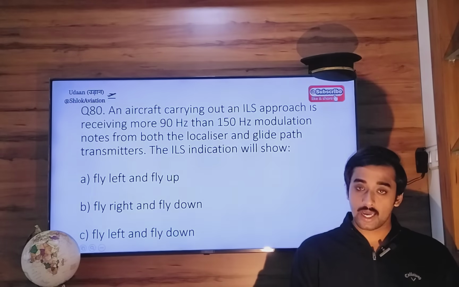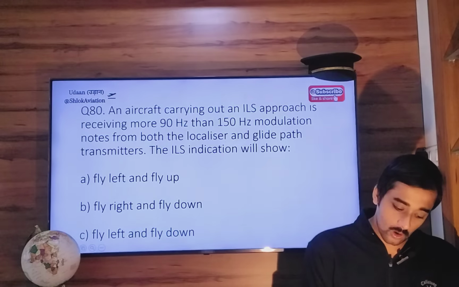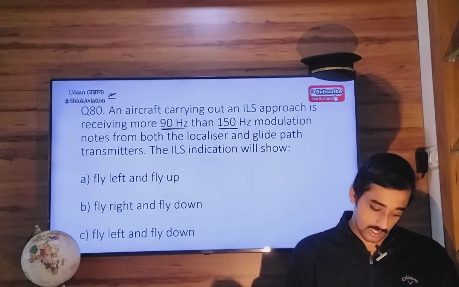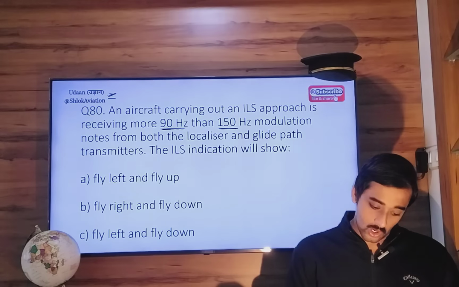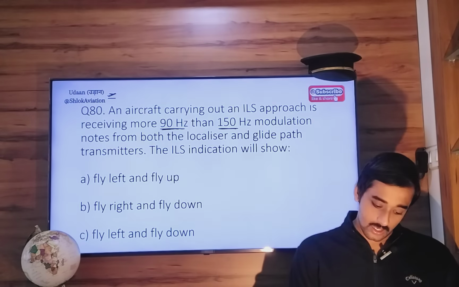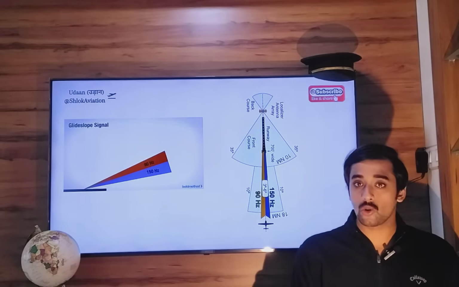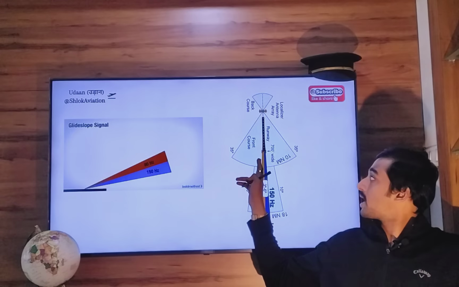Aircraft carrying out an ILS approach is receiving more of 90 Hz signal than 150 Hz modulation signal from both localizer and glide path. The ILS indication will show what? Now let's look at the localizer here. So this is the diagram for localizer.